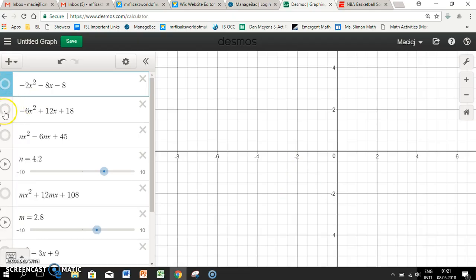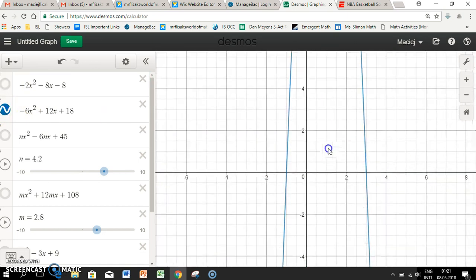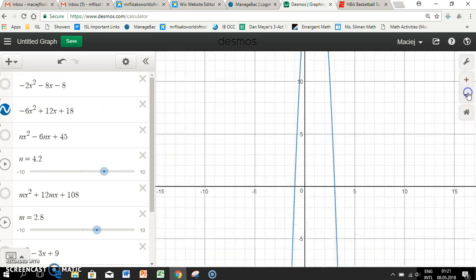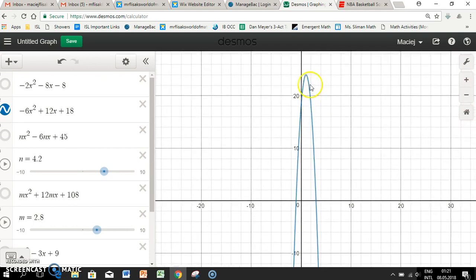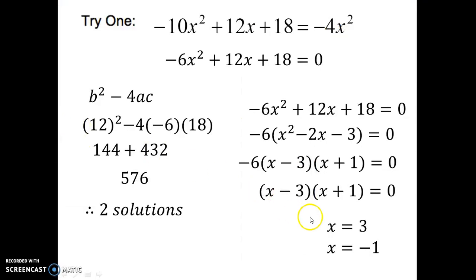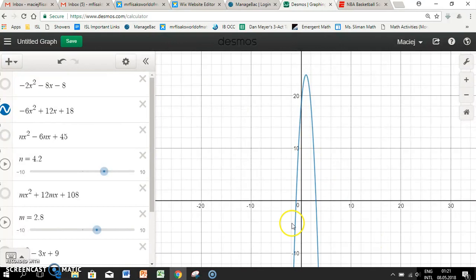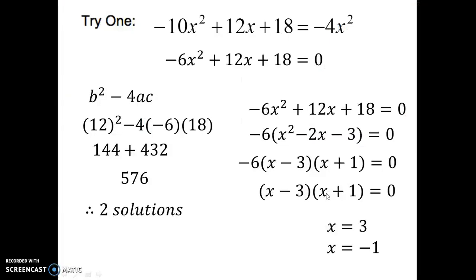So this is the second one. Graphed it now, it's graphed in blue. You can zoom in a little bit to see the vertex. Again, our two solutions were 3 and -1. So let's check. That means that the x-intercepts should be 3 and -1. That's right, -1 and 3. So everything is working out so far.